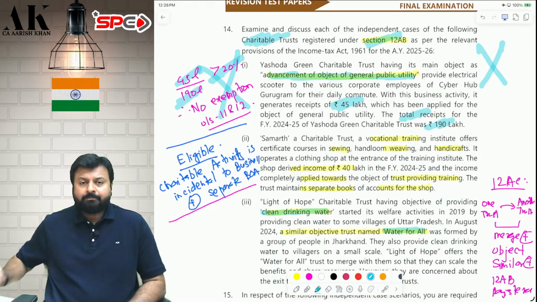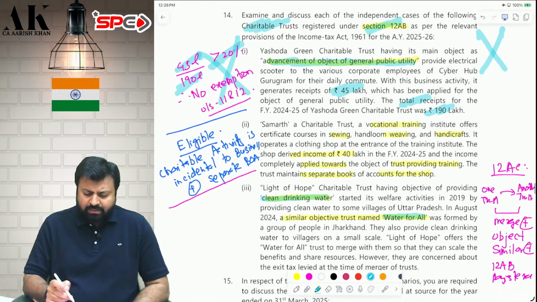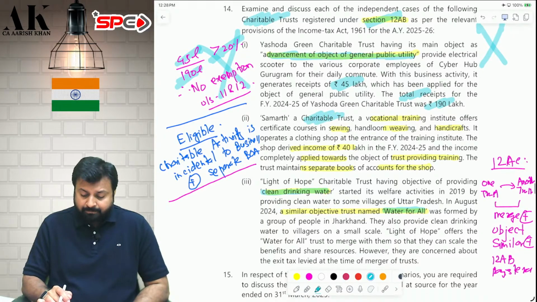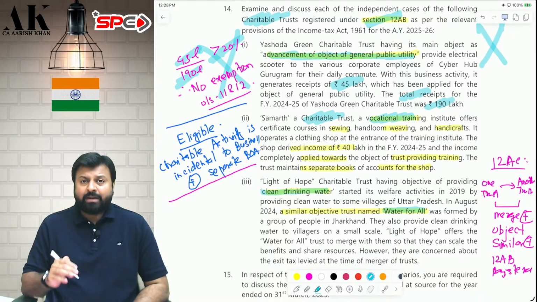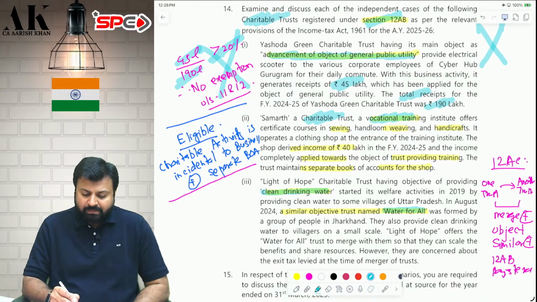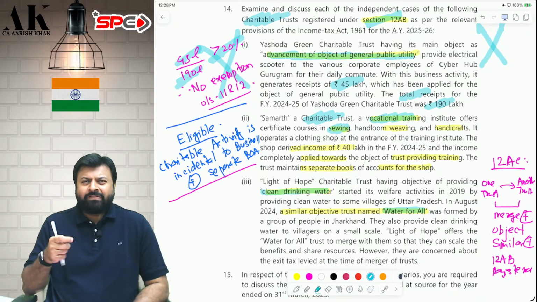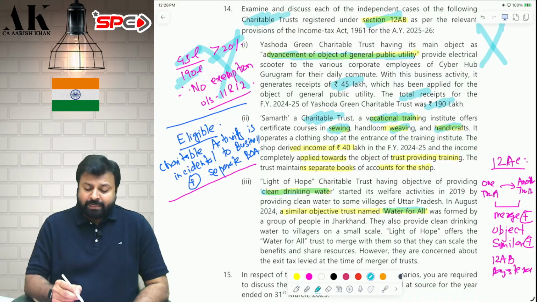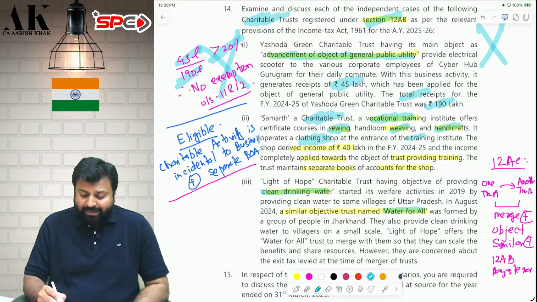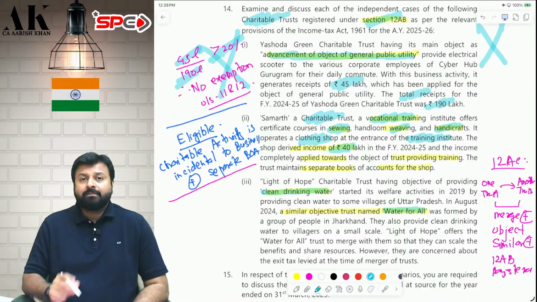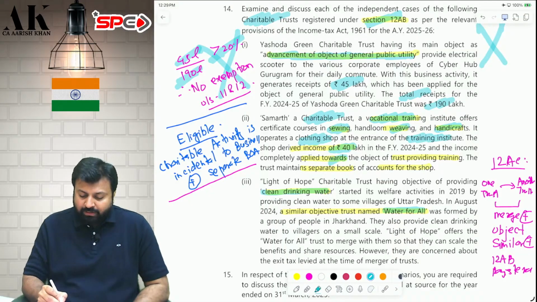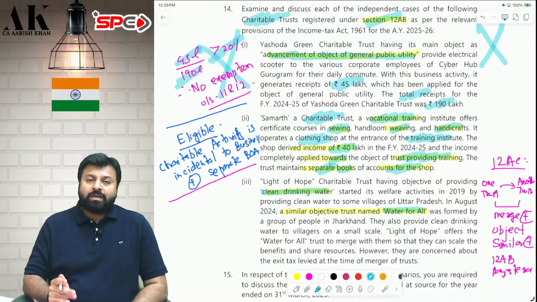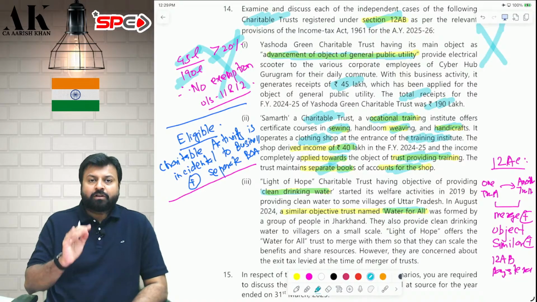Second question. Good question, intelligent question. There is a charitable trust which is engaged in vocational training. They are providing some training. They have a training institute. They are providing some certificate courses for sewing machines, for handloom weaving, for handicraft. At the same time, this charitable trust also has a clothing shop at the entrance of the training institute. The shop derived 40 lakhs from sale of clothes, and whatever money they have derived, they are using for the purpose of training. They are maintaining separate books of accounts also for the shop.